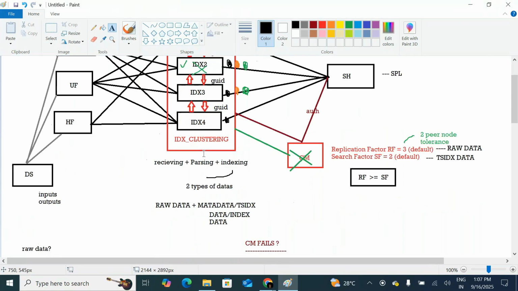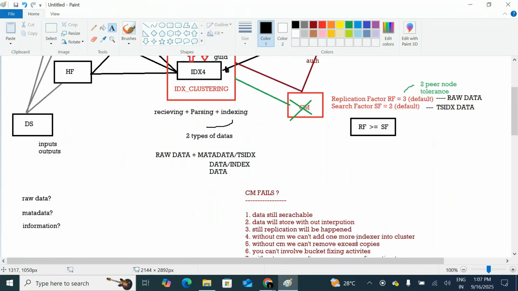Then without CM, what will happen? We can't add one more indexer into the cluster. If you add it also, how? CM is not available, right? Who will share the ID?